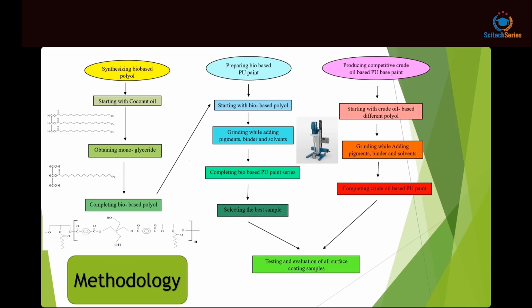In this slide, you can see this is the triglyceride. On the left hand side corner of the polymer, you can see the triglyceride, and I have added pentaerythritol and phthalic anhydride to modify my polymer. This bio-based polymer is then mixed with pigments and other paint materials, and finally I obtain the PU paint. I have produced a series of PU paints based on biomaterials.